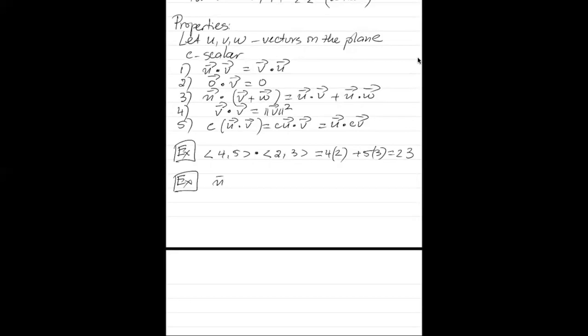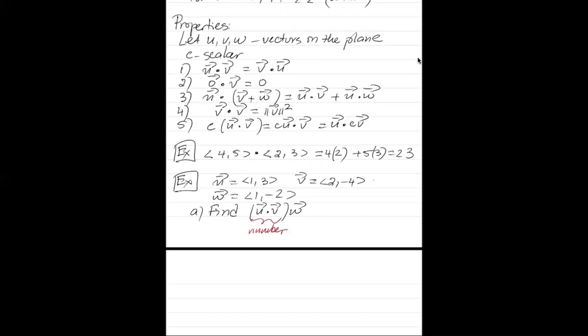Okay, another example. If I have a vector u with components 1, 3, a vector v with components 2, negative 4, and a vector w with components 1, negative 2. Part A, find u dot v and then times w. Now notice the first part will be a number or a scalar. When you multiply a scalar by a vector, you'll get a vector.